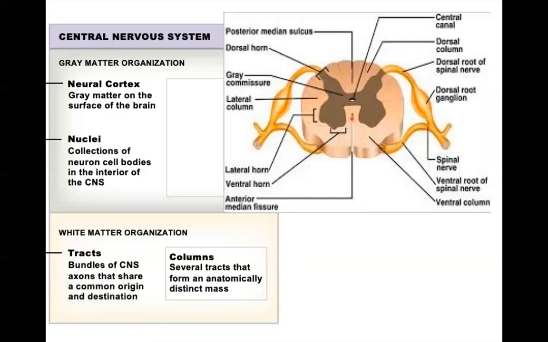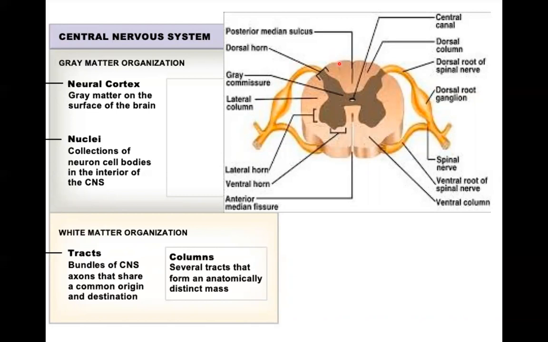The white matter that's on the exterior is organized into columns. So these columns are named for their location. There's a ventral column on the anterior side. It's a lateral column on the lateral side, and there's a dorsal column on the posterior side. So those are tracts that are clumped together, forming that anatomically distinct mass.